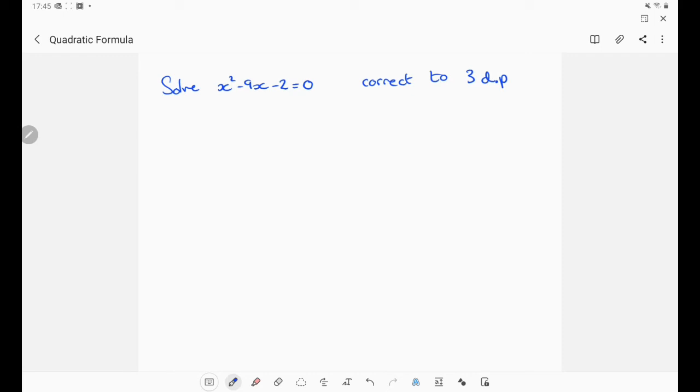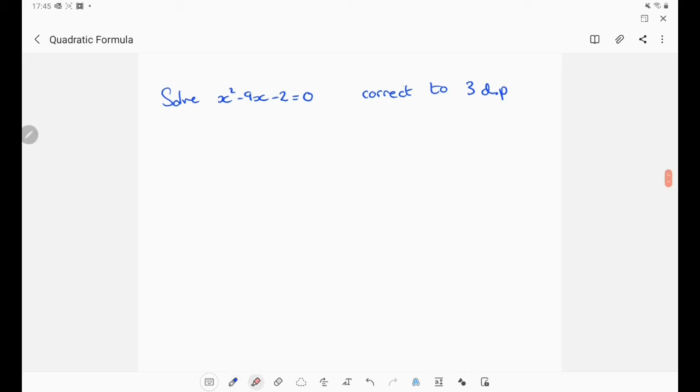This is one way such a question could be worded. Solve x squared minus 9x minus 2 equals 0, correct to 3 decimal places. If they tell you to solve, it essentially means find the roots. You're wanting x equals. However, one massive pointer: you are not going to be able to factorise to solve it. It is this last section here, correct to 3 decimal places.